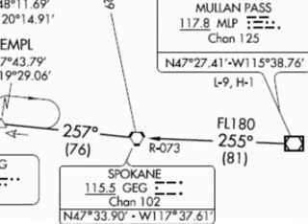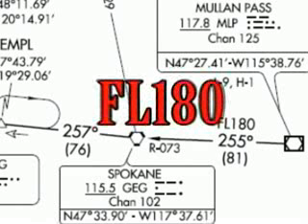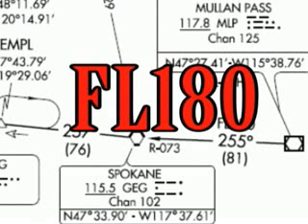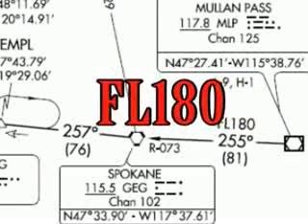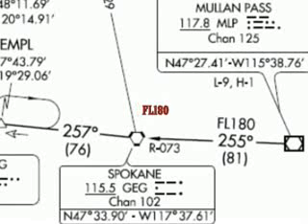We know that our next waypoint is Spokane on a heading of 255 degrees and almost 81 miles away. A new description appears in the form of FL 180, which means flight level 180 or 18,000 feet. This is not a hard altitude. In other words, we don't have to be at this altitude. We should not, however, be lower, and it's here as our guide for our descent.